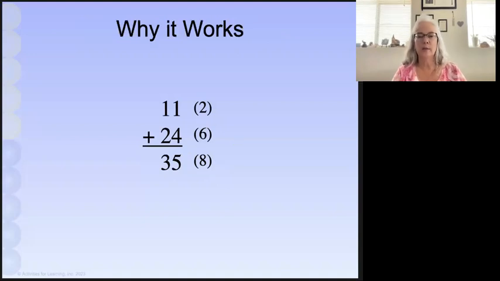Now, why does this work? If I take 11, and remember, it's called casting out nines, 11 divided by 9, answer is 1 with a remainder of 2. That's the exact same thing as my check number. Let's look at 24. 24 divided by 9 is going to be 2 with a remainder of 6. And again, 6 is my check number when I added my digits. 35 divided by 9 is 3 with a remainder of 8. And again, you can see I've got that 8 as my check number. So this is why it works.